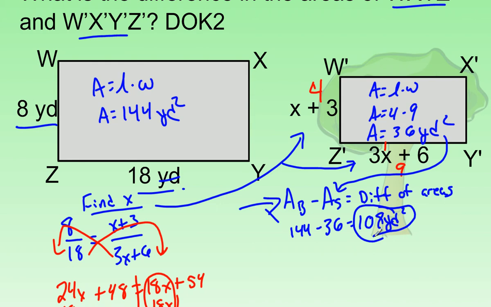Complicated problem. That's why it's a DOK2. It takes extra steps to solve. It's not just a one-step wordy problem. It took a couple of planning steps in order to solve.